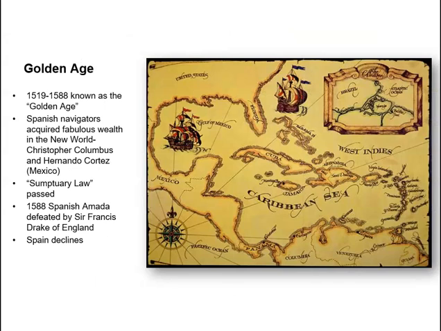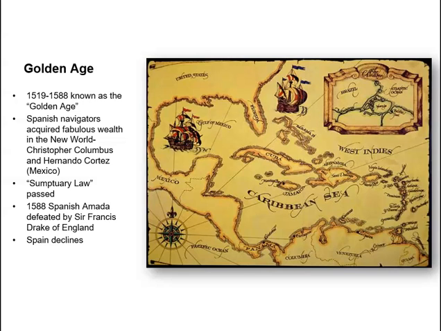1519 to 1588 is considered the golden age of Spain. Spanish navigators like Christopher Columbus and Cortez begin to acquire fabulous wealth, and they bring that back to Spain. And during this time also, Spain controls most of Central and South America, Florida, Cuba, and the Philippines. In 1588, the Spanish Armada is defeated by Sir Francis Drake of England, and then Spain begins to decline.